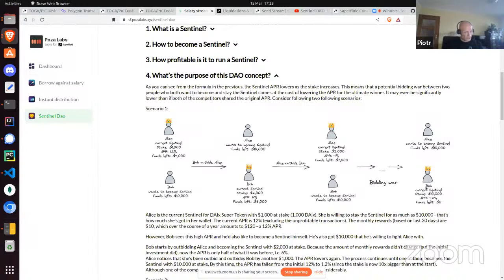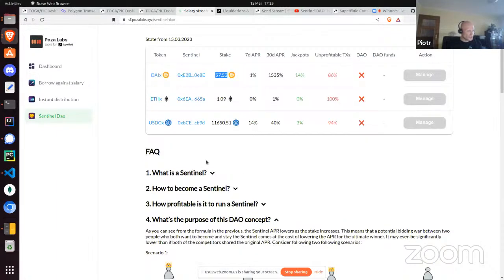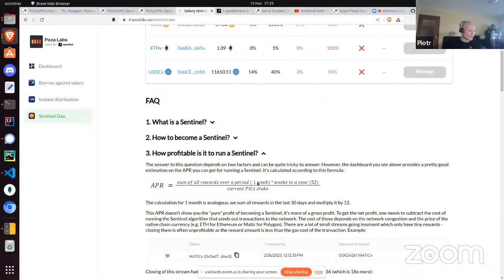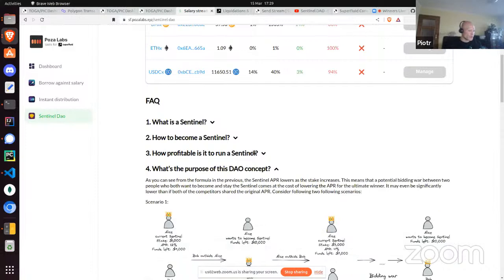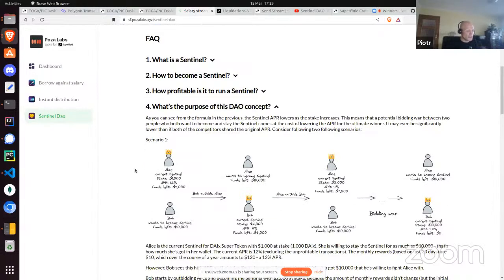And that has some drawbacks connected with it. First of all, you have to constantly monitor if you're still the Sentinel or not. And if you're not, you have to outbid your competitor. And second of all, and most importantly, by making the stake higher, you actually lower the APR because you have to invest more, and you're still getting the same number of rewards that you collect for closing the streams. So putting more into the stake isn't actually that profitable. But you have to do that if you want to become the Sentinel and remain the Sentinel.